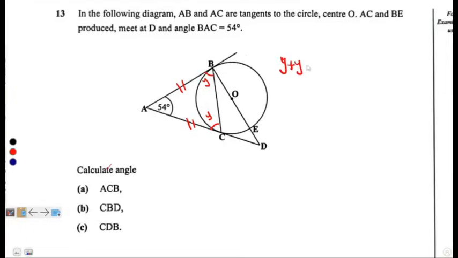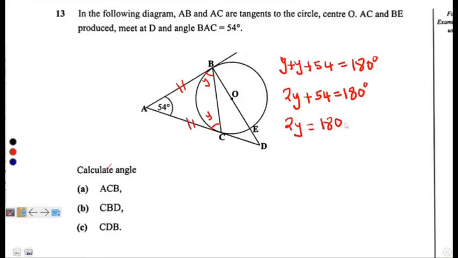So we are going to say Y plus Y plus 54 is equal to 180 degrees. So y plus y, you're going to have 2y plus 54 is equal to 180 degrees. We want to find the value of y, so we're going to collect the right terms. This 54 will go to where 180 is. So we are going to remain with 2y is equal to 180 minus 54. This 54 degrees was positive right here; when it goes this side, it becomes negative. So we are going to have 2y is equal to 180 minus 54, which is 126 degrees.